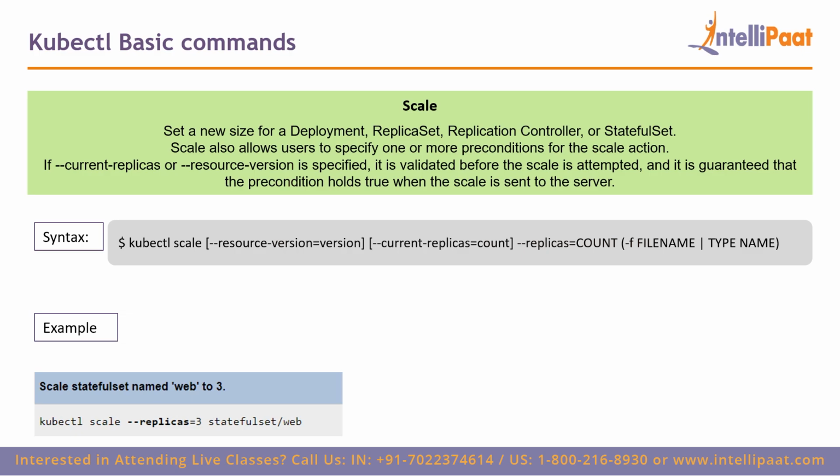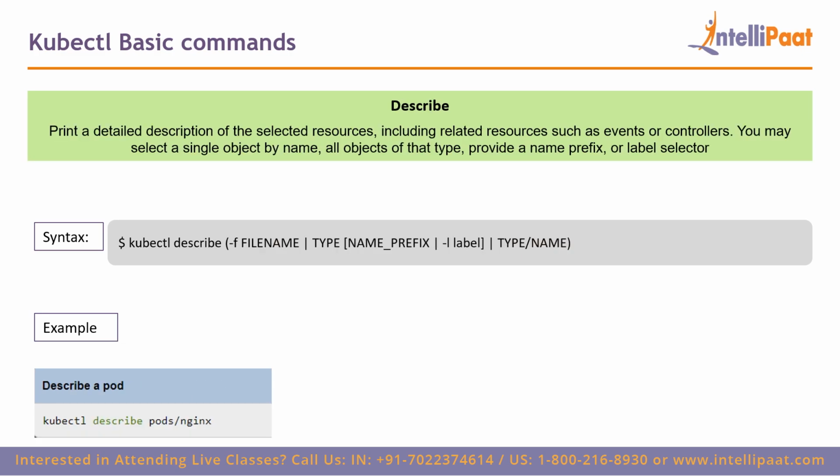Okay, let's move on to the next one, which is called describe. As the name suggests, it prints out a detailed description of the selected resources, including the related resources, events, controllers, and whatnot, right? So if you are going to get the detailed information for, let's say, one particular resource, then you use the command describe. The syntax is pretty simple and pretty straightforward.